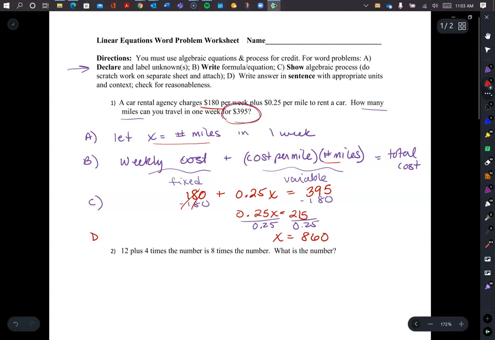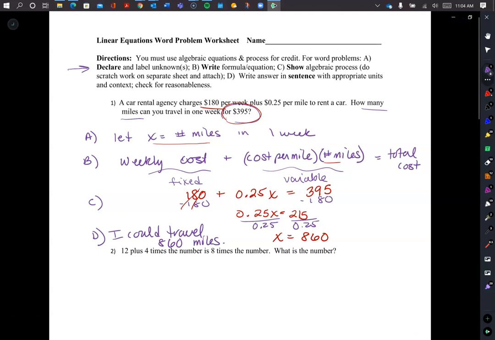So that's a reasonable amount, when you're on vacation or whatever. You're going to drive, could be more miles, and then it would be more cost. So we can just wrap this up with a little sentence here. I could say I could travel 860 miles. Again, it doesn't need to be perfect. It's just a sentence where you have all the parts there.